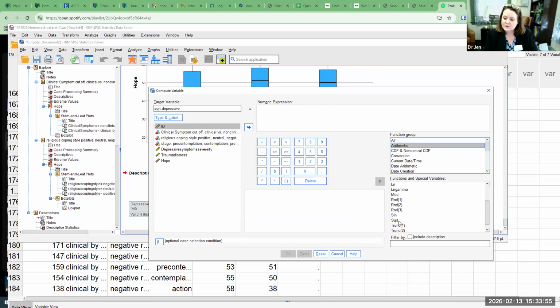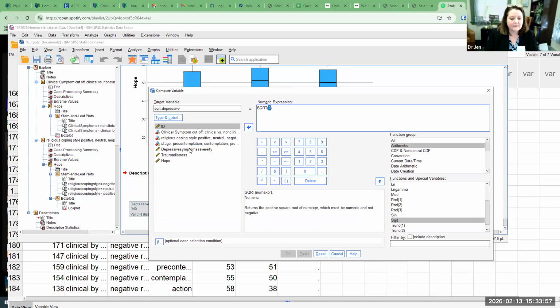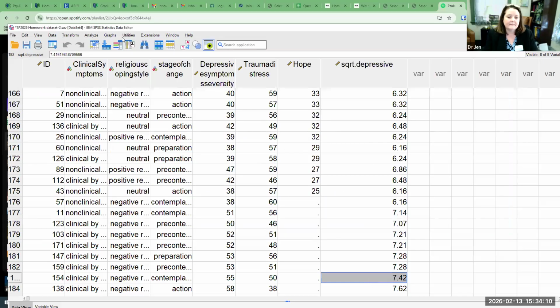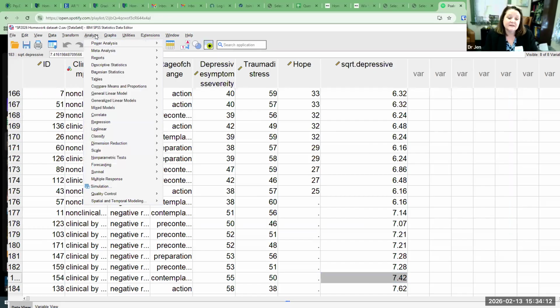And I'm going to find square root, send it up, and then I'm going to find depressive and send it over. Okay, square root depressive matches square root depressive. Everything looks good. Click OK. All right, I got a new column over here now.